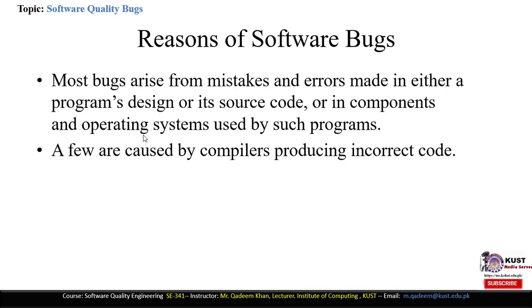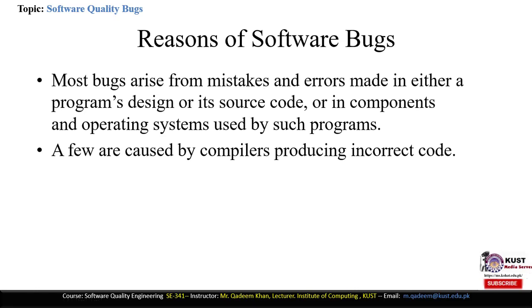Now, why are there so many bugs in our software and why do the bugs occur? Most bugs arise from mistakes and errors made on either the programmers' or the design side. When we program software, programmers make many mistakes and errors. During development, and also in the design of the software, designers create a lot of bugs. That is the main source of the bugs.